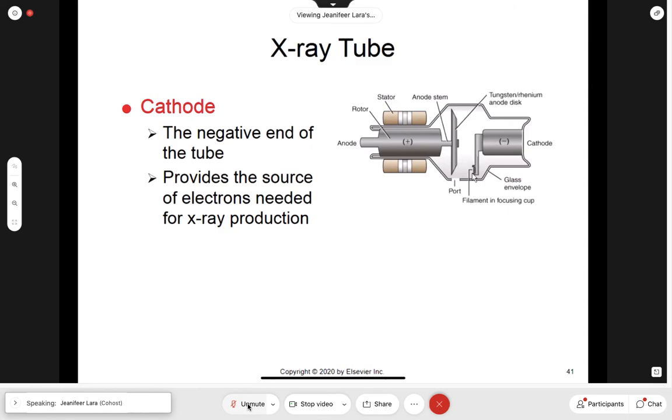And what are the two types of energies that emerge after those electrons hit the focal track or the focal spot? The two energies that emerge from the tube current kinetic energy. What is that called? The radiation emission. You have heat and you have photons. Heat and X-rays.